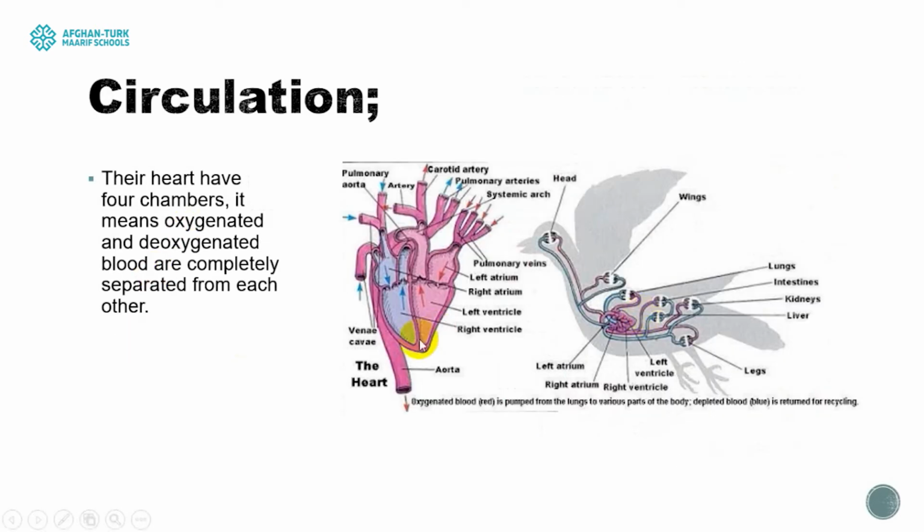Regarding circulation, birds or Aves are quite similar to humans, as they have a four-chambered heart and a closed circulatory system, so blood does not come out from their circulatory system or from their heart and vessels. They have a closed circulatory system, as I told you.